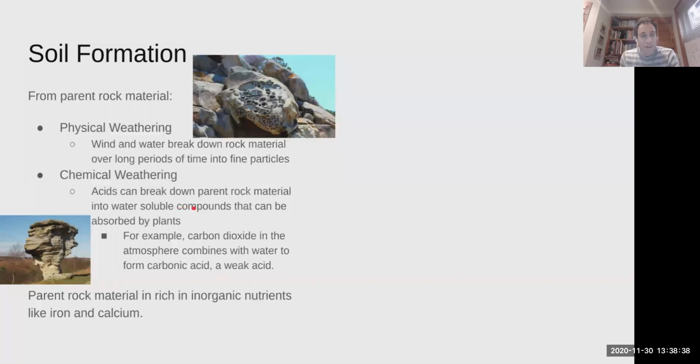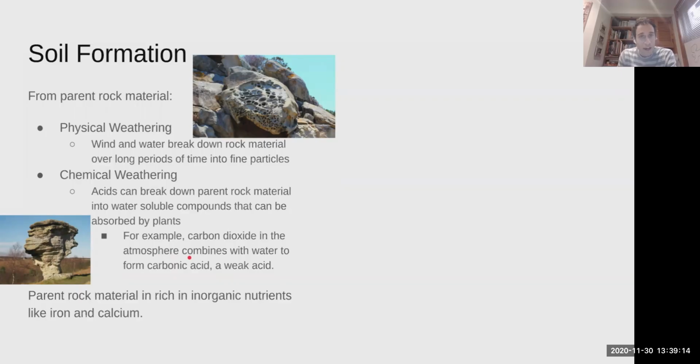The other thing we have is chemical weathering. If we look at this picture right here, we have these pockmarks in the rock. That's not been done by wind or water. That's been some chemical reaction, some acid probably, that's been breaking down the rock into soluble compounds. And that's important because when rock gets solubilized, when it becomes dissolved, when you can dissolve it in water, then plants can absorb it.